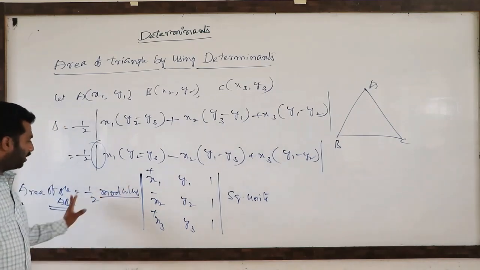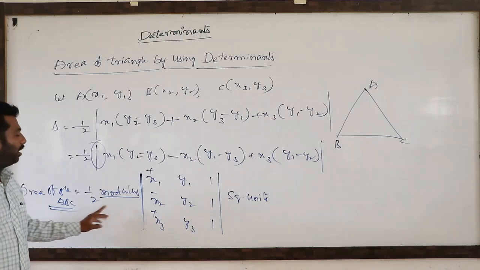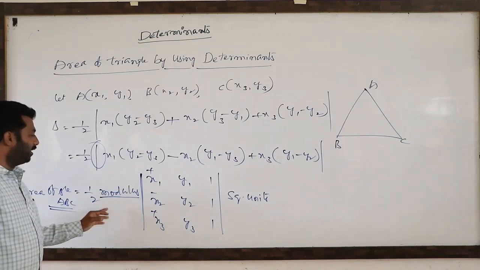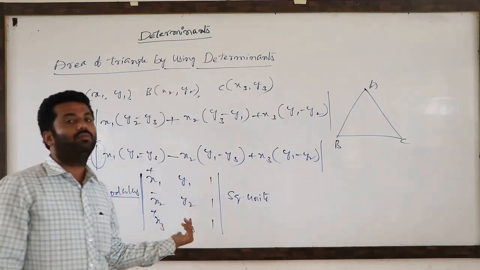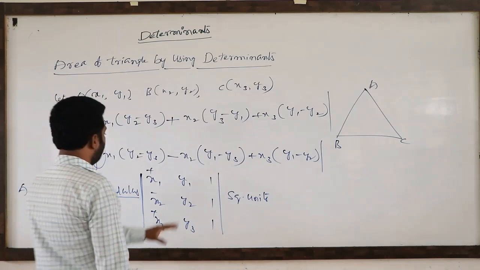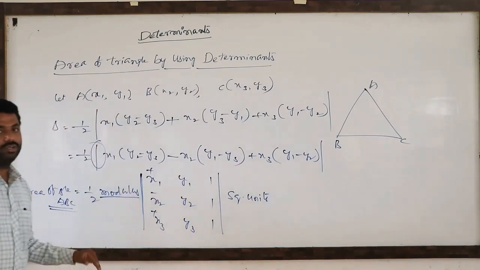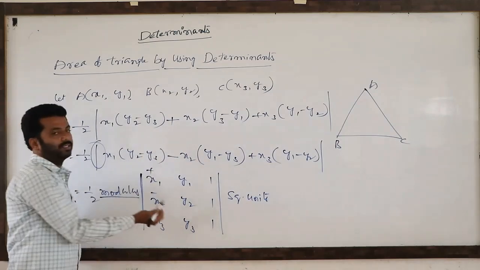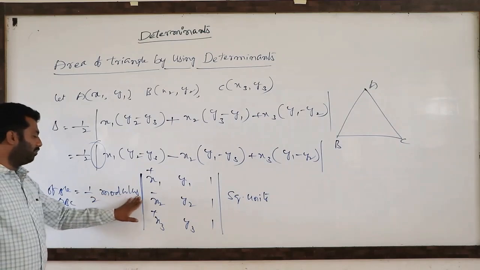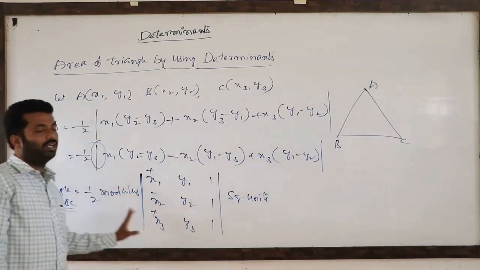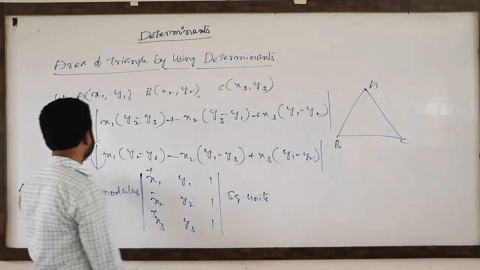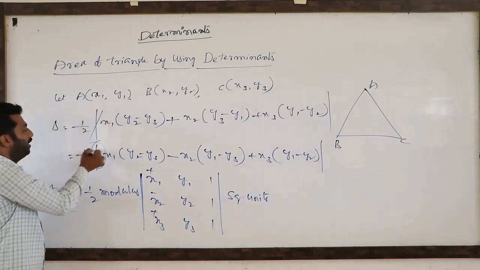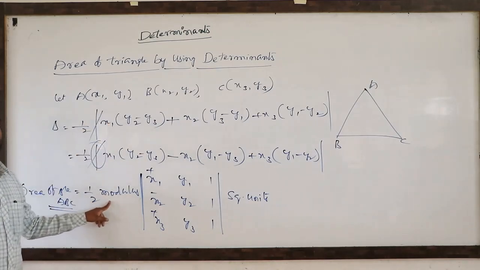While writing the formula, write half into modulus of this determinant, square units. In the NCERT they didn't write modulus, but you should write the modulus symbol, otherwise there may be confusion. Suppose negative comes, then indirectly you take modulus, but you should not do that in the middle of the problem. At the beginning itself you have to take modulus, because we already proved this in analytical geometry.